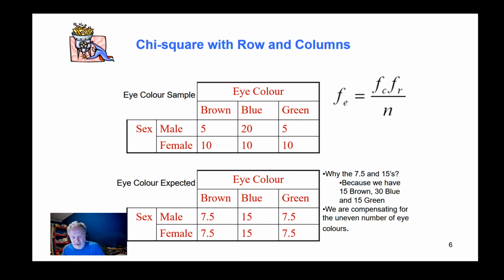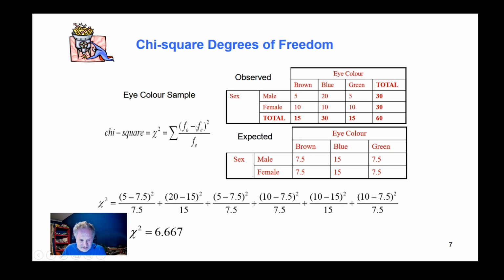Then it's just the simple calculation of the observed minus the expected, squared, divided by the expected. So here are each of my calculations. I have to do it 6 times: male brown, male blue, male green, female brown, female blue, female green. I do that calculation, and then I add up the values that I get here, and the total is 6.667. So my chi-square observed is 6.67.